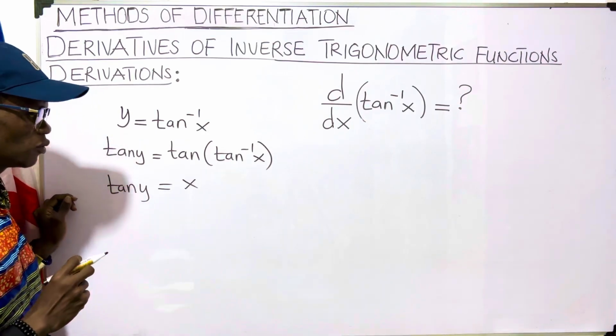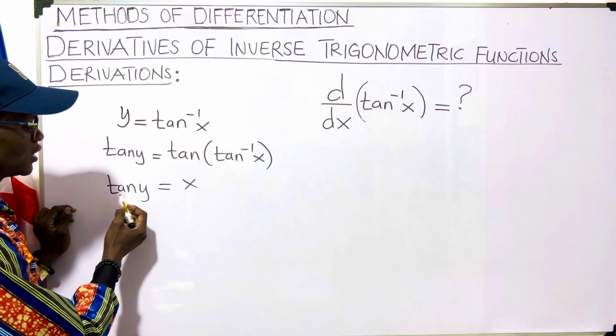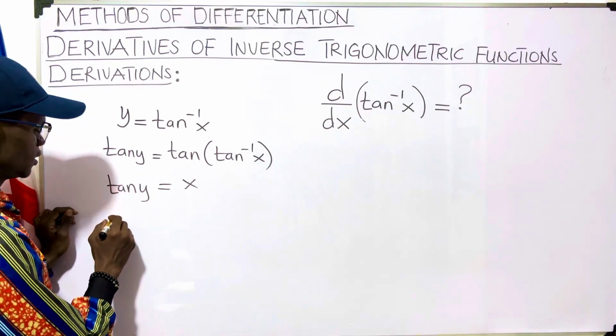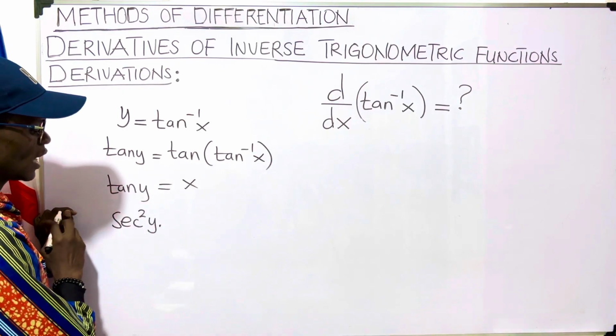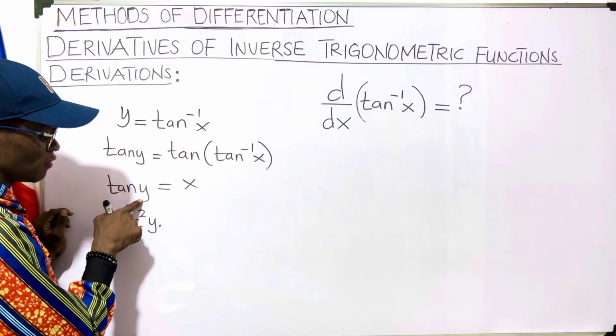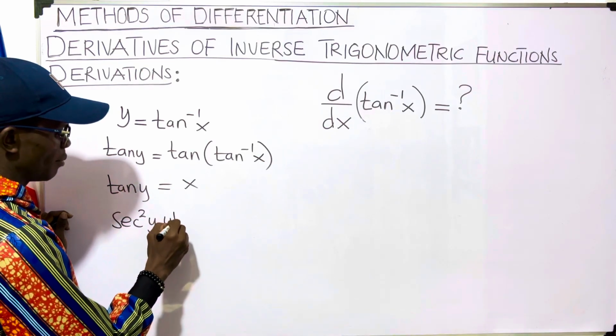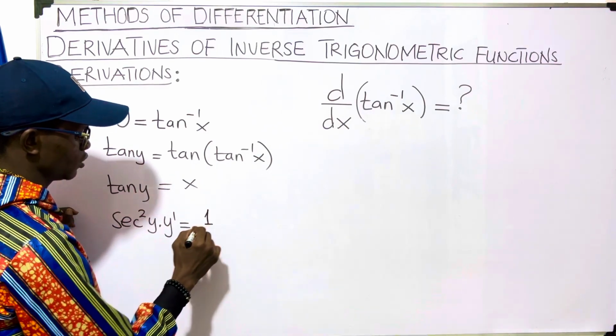Then we differentiate both sides using implicit differentiation. What is the derivative of tangent of y? It is secant square y. Then we differentiate the angle. The derivative of y is just 1, but since y is the name of the function, we attach y prime. The derivative of x now is just 1.